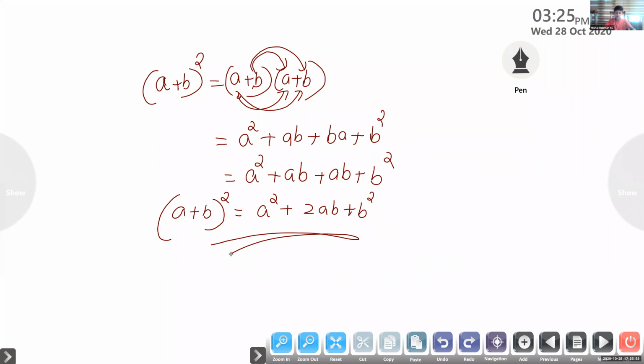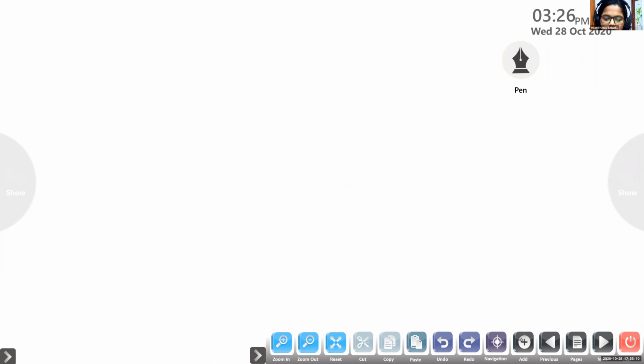Ma'am, only one standard identity is there? No, 4 are there. Ma'am, those 4 identities, do we have to prove them? Just by heart, only that. Proving we are not studying this year. You should just learn by heart, like a plus b whole square equal to a square plus 2ab plus b square. That way you have to learn it by heart.